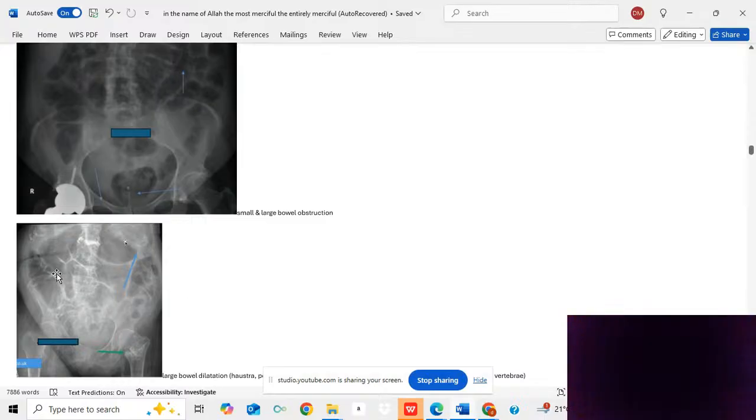Let's start with the large bowel dilatation. Can you see this? This is the haustra. This is the haustra, which tend to not traverse the whole lumen of the large bowel loop. Okay, and the large bowel here tends to be peripherally located, okay? And while traversing the spine, they tend to spare the lower two lumbar vertebrae, as you can see here.